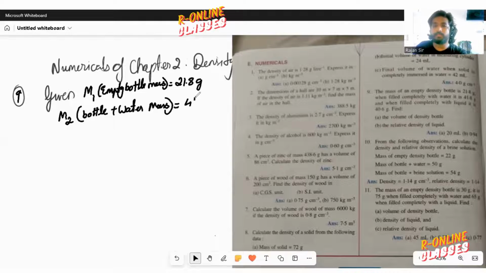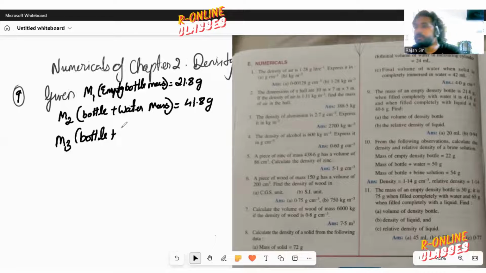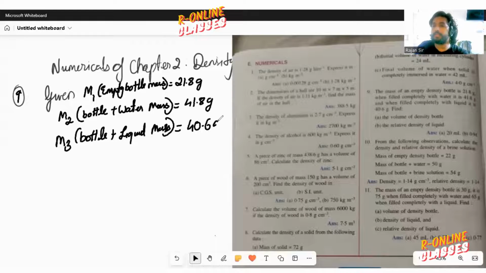Don't worry, the English is not that important over here. Then we have M3, which is bottle plus the other liquid mass, which is 40.6. So we have to find first the volume of the density bottle, and second the relative density of the liquid.